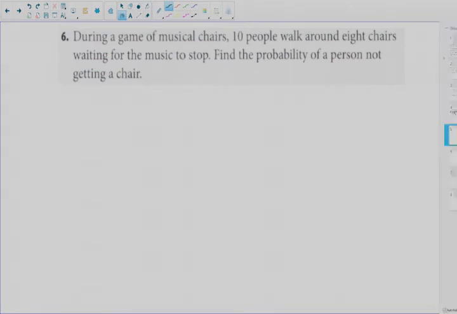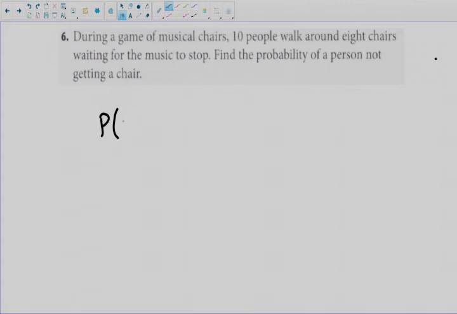During a game of musical chairs, 10 people walk around 8 chairs, waiting for the music to stop. Find the probability of a person not getting a chair. Well, if there are 8 chairs and 10 people, how many people won't get a chair? So in this case, the success is the number of people not getting a chair, even if it's not successful for those people, but it's the successes we're looking for in our little activity here.